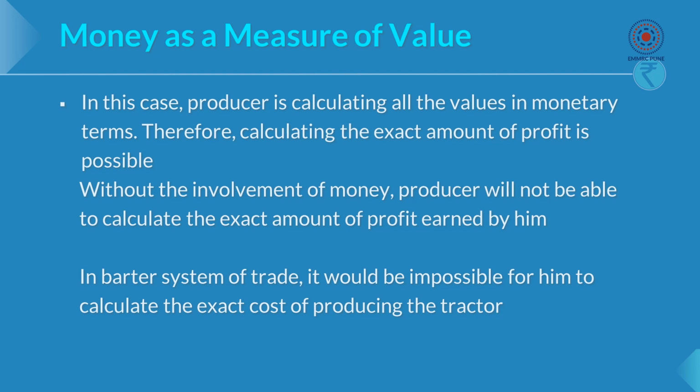Without the involvement of money, producers will not be able to calculate the exact amount of profit earned by them. In a barter system of trade, it would be impossible for him to calculate the exact cost of producing the tractor, since he has to pay for the inputs in the form of kind and not in money. Similarly, after selling the tractor, he will receive the returns in the form of kind. Therefore, it will be very difficult for him to measure the true value of the revenue earned by him.